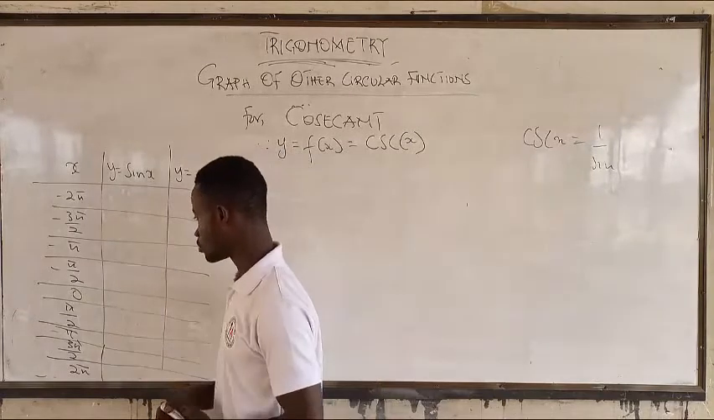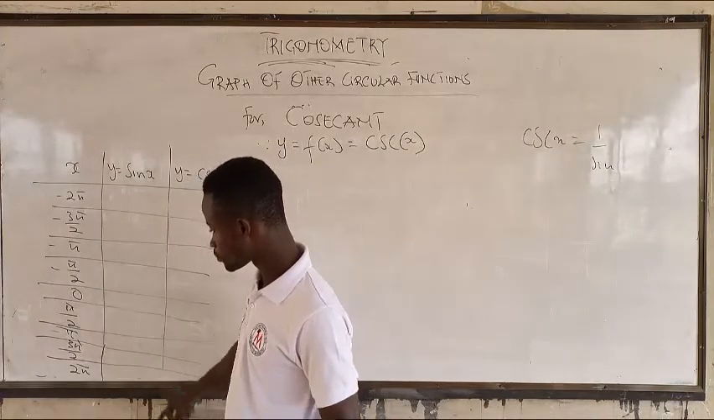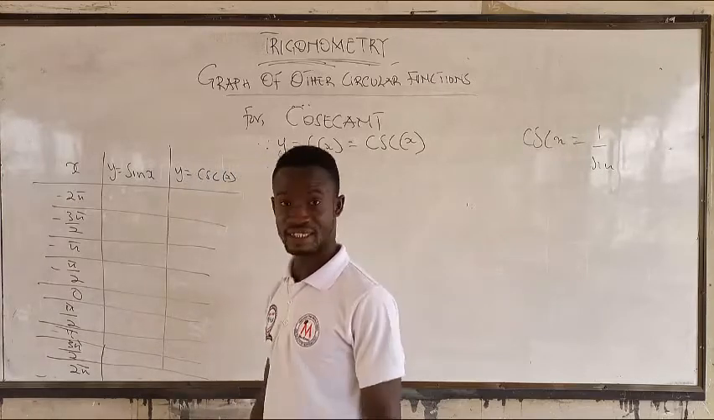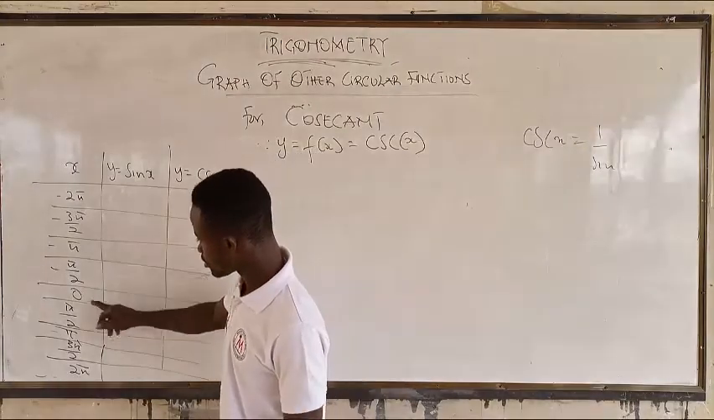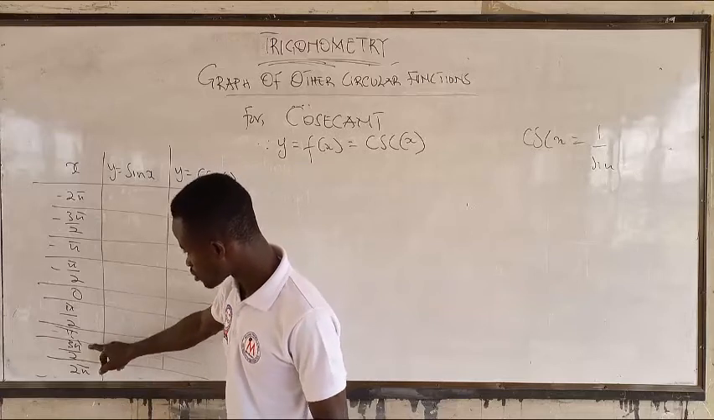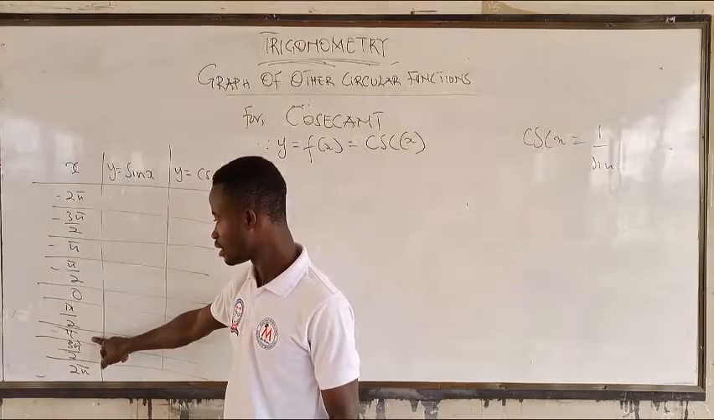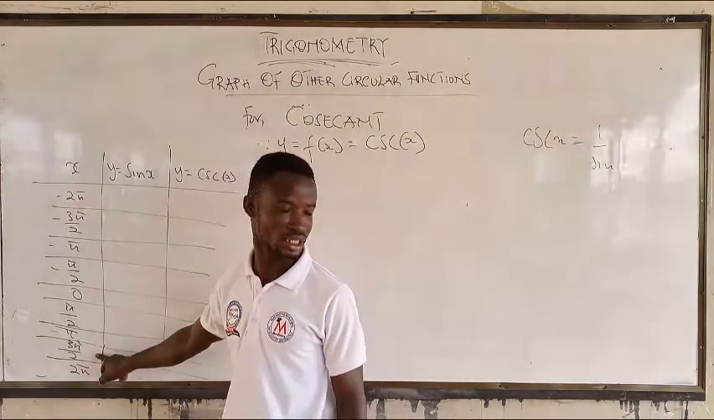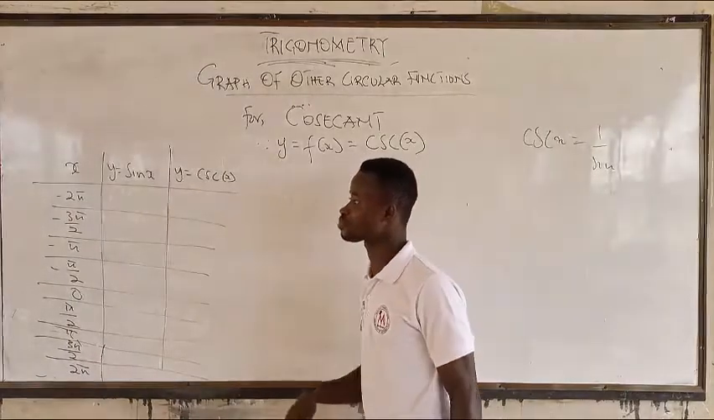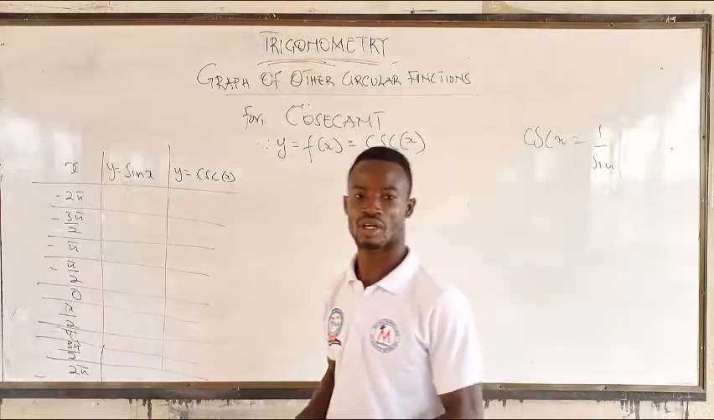So we are going to do the computation. Now you can see that the difference from 0 to pi on 2 means that the difference we have here is 90 degrees. So 0 to 90, then 90 to pi. That is 180. Then from 180 to 270. Then from 270 to 360. That is 2 pi. Okay. So let's move on.